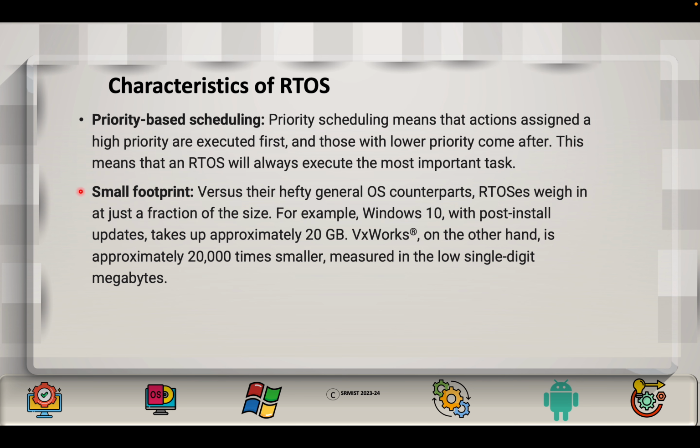Fifth, small footprint. Versus their hefty general OS counterparts, RTOSs weigh in at just a fraction of the size. For example, Windows 10 post-install updates take approximately 20 GB. VxWorks, on the other hand, is approximately 20,000 times smaller, measured in low single-digit megabytes.